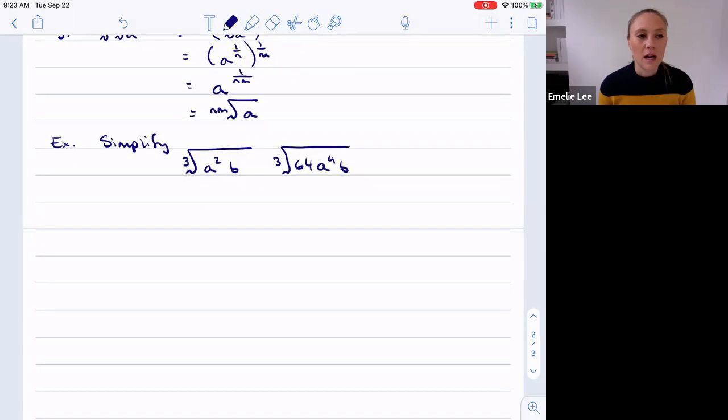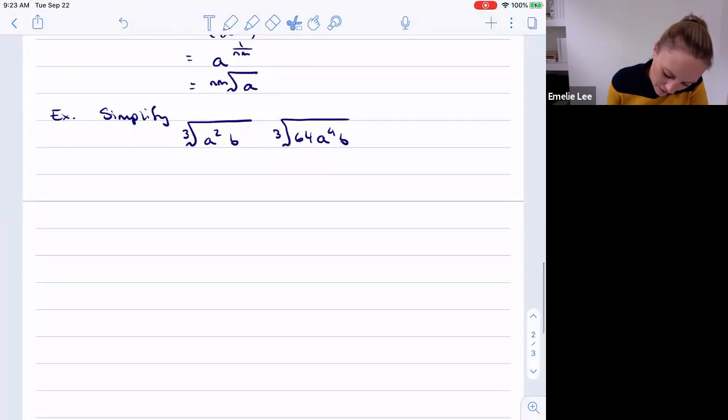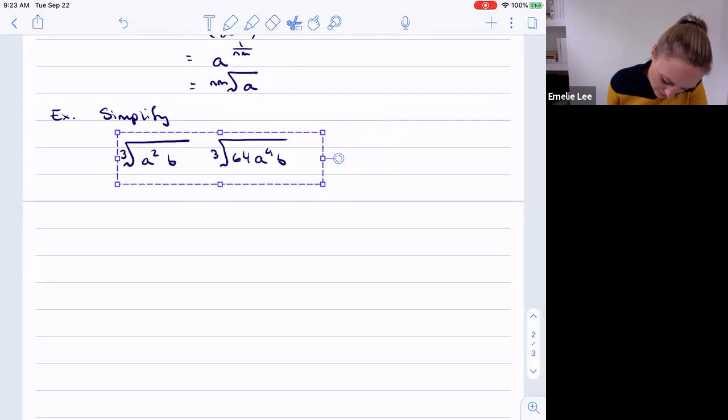So if you had to simplify this, I'm looking at an a here and an a here, a b here and a b here. I've got the third root. So surely there are things that we can do here to kind of smush things together. So let's see here.